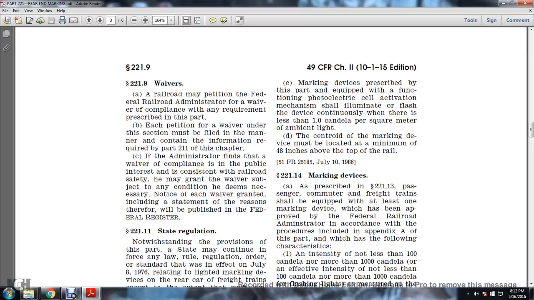221.9, Waivers. A railroad may petition the Federal Railroad Administration for a waiver of compliance with any of the requirements prescribed in this part. The petition for a waiver under this section must be filed in accordance with the information required for this part, 211 in this chapter. If the Administrator finds that the waiver of compliance is in the public interest and consistent with railroad safety, he may grant the waiver subject to any conditions he deems necessary. Notice of each waiver granted, including a statement of the reasons therefor, will be published in the Federal Register.